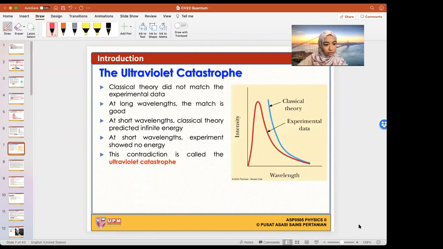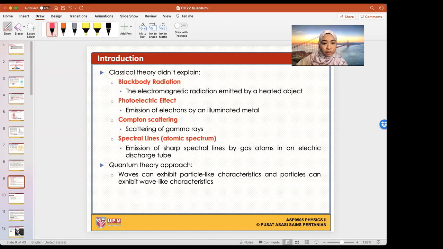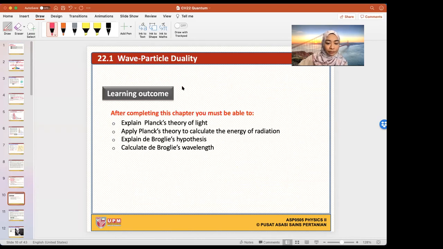Okay, moving on. So that was the backstory that's not going to be on the exam, but I think it's important for you to develop the understanding for this chapter. So we are going to learn about the photoelectric effect. That's the highlight of this chapter. By highlight, I mean it's going to be on the exam. So here, after completing this chapter, you must be able to explain Planck's theory of light, and apply its theory to calculate the energy of radiation.